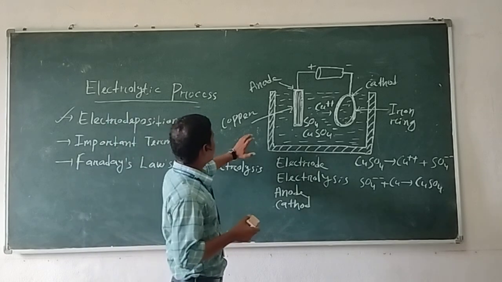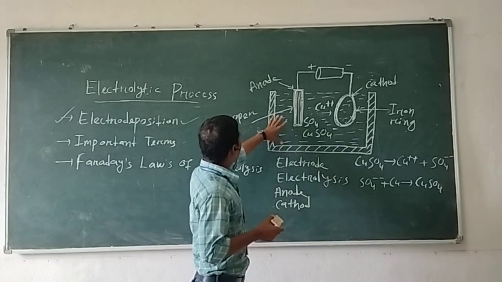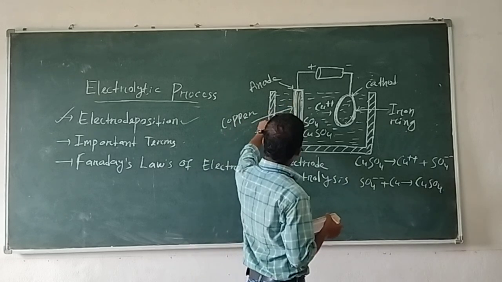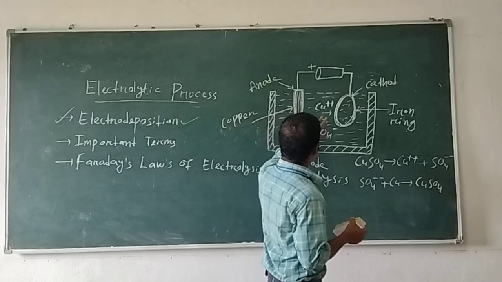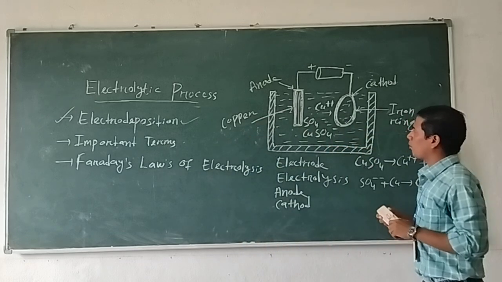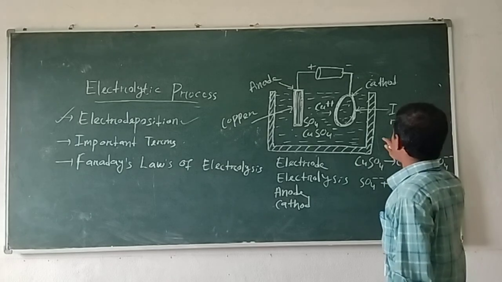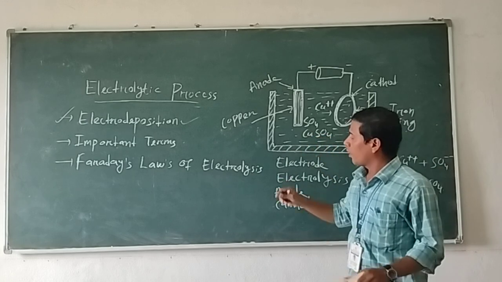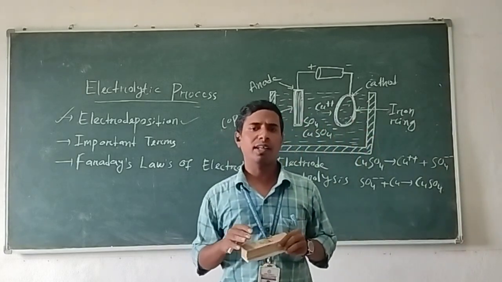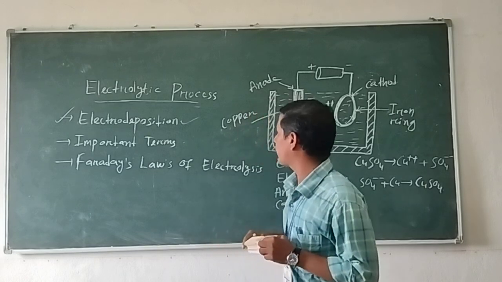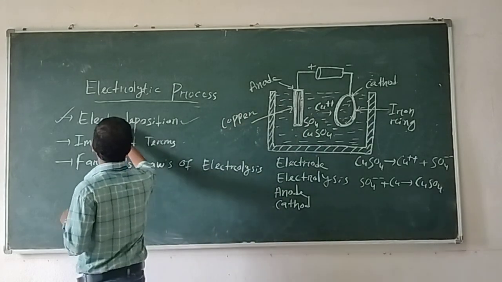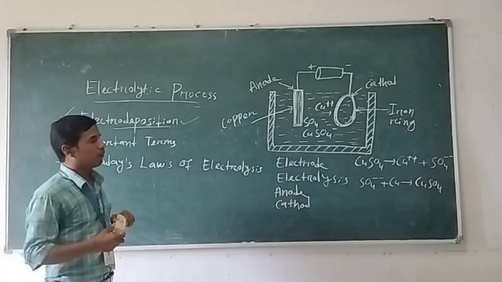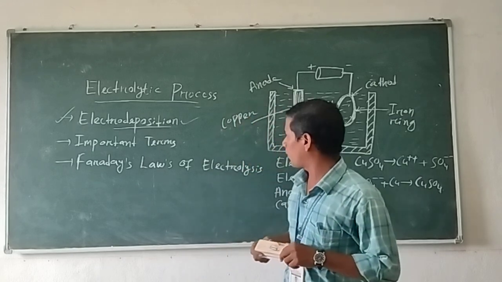Suppose let us take an example. I have taken copper as a material, then there is an iron ring. What we will do is coat the copper over the iron ring. So the process involved is that over a single metal, we go for layering of another metal, and that is called electrodeposition.